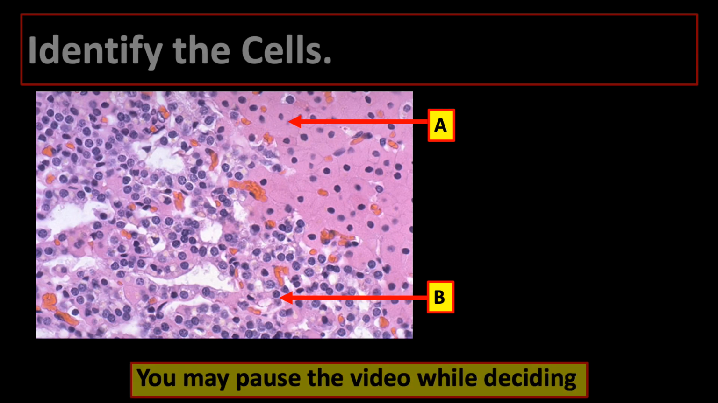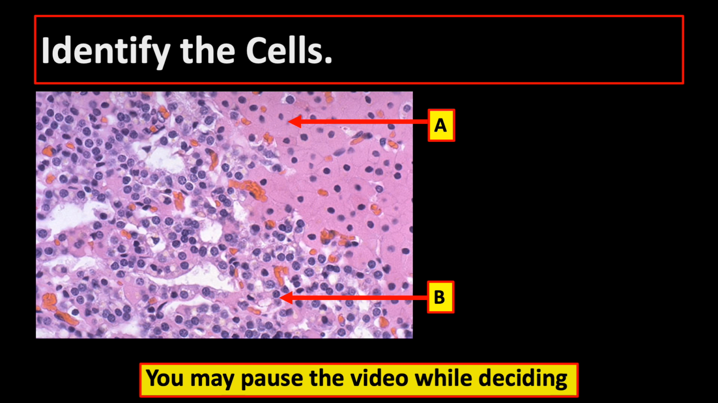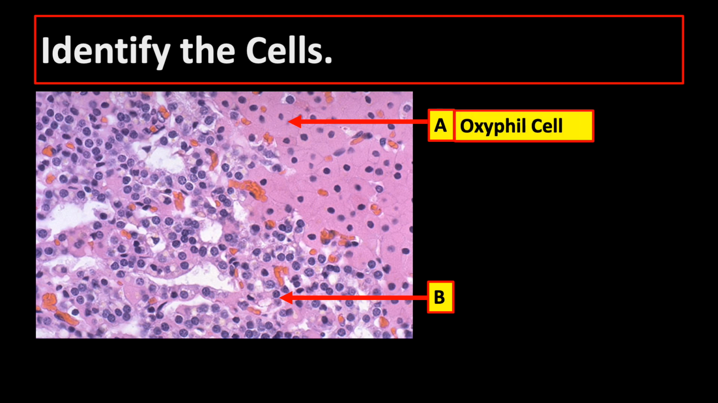How about this? Identify the cells. If you answer oxyphil cell for A and chief cell for B, then you are right. And that's the end of our lecture.